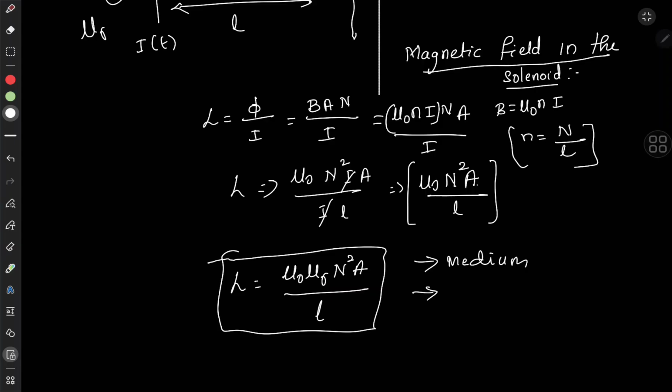So N represents the number of turns in the coil, and then it depends on area and length. So these are all the factors on which the self-inductance coefficient will depend.